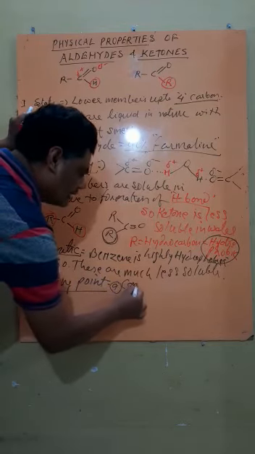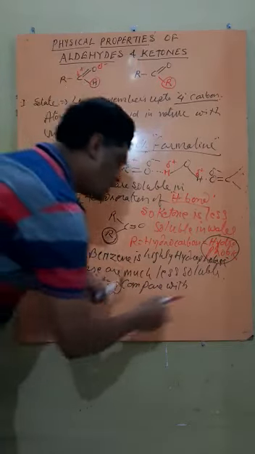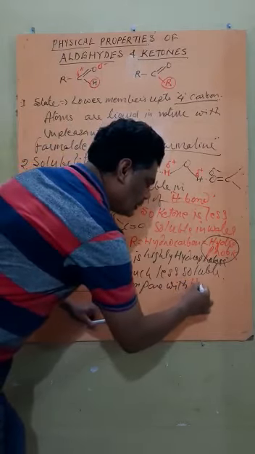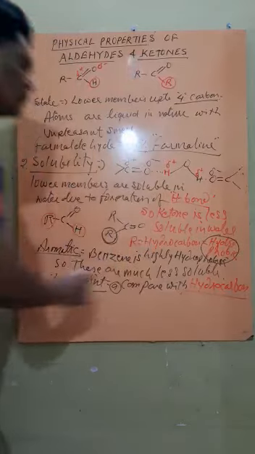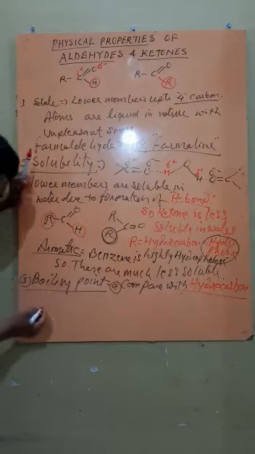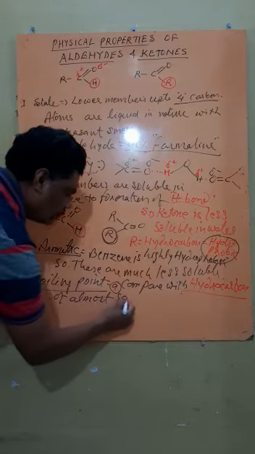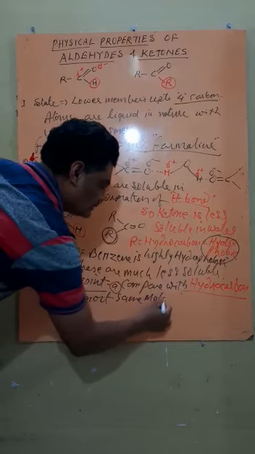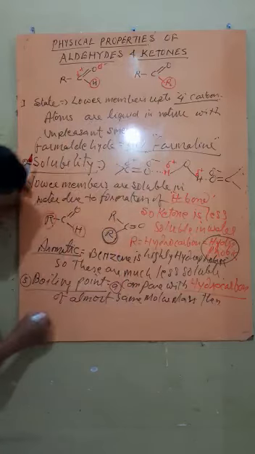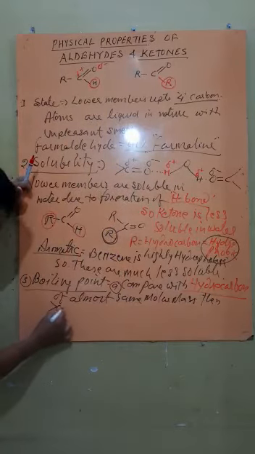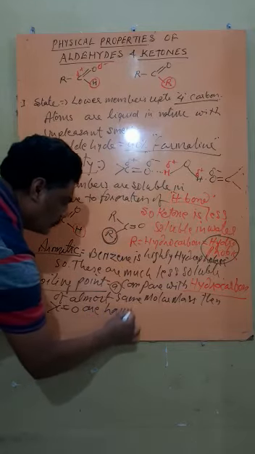Compare with the hydrocarbon from which they are prepared, because in IUPAC nomenclature we have seen that they derive from hydrocarbon. So if we compare with hydrocarbon of almost the same molar mass, then carbonyl compounds have more boiling point.